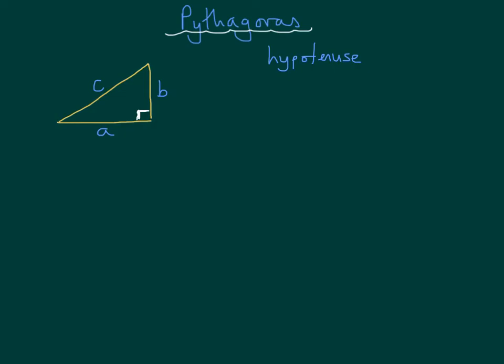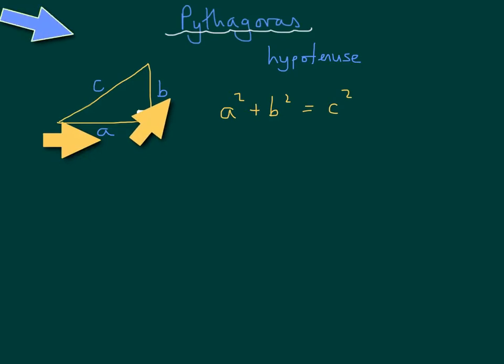So Pythagoras said that a squared plus b squared equals c squared. So if you square this length here and then add it to the square of this length, you get the square of this length here.